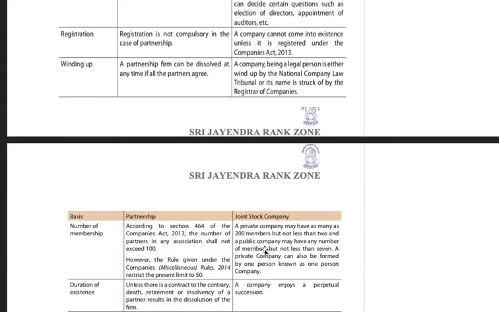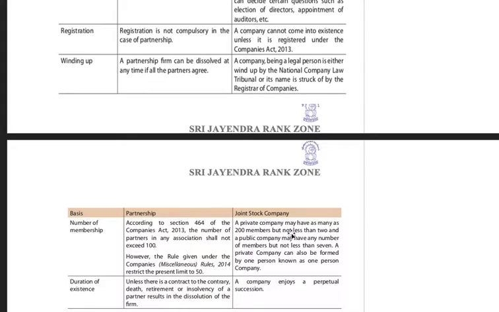Another case of differentiation here may be that a partnership cannot come into existence alone. A sole member cannot create a partnership, but now we have the one person company concept as well, which says only one member can also set up a company. This also can be another basis of differentiation.